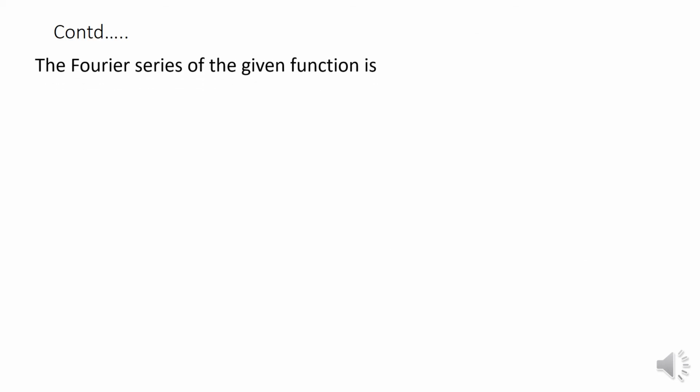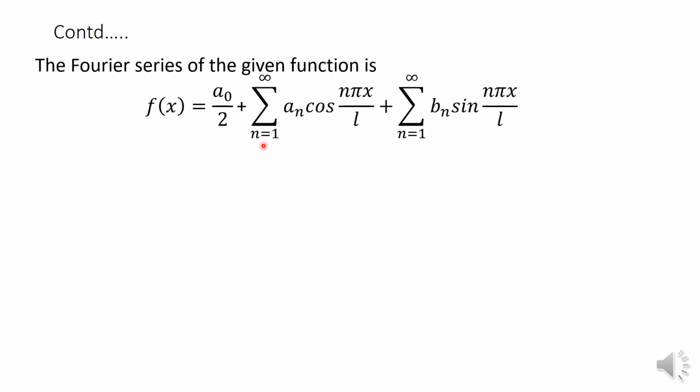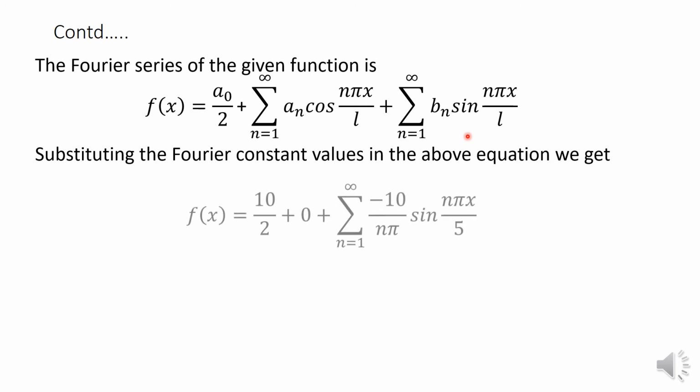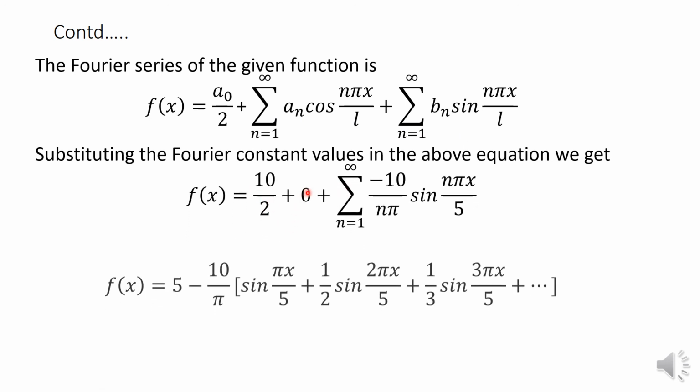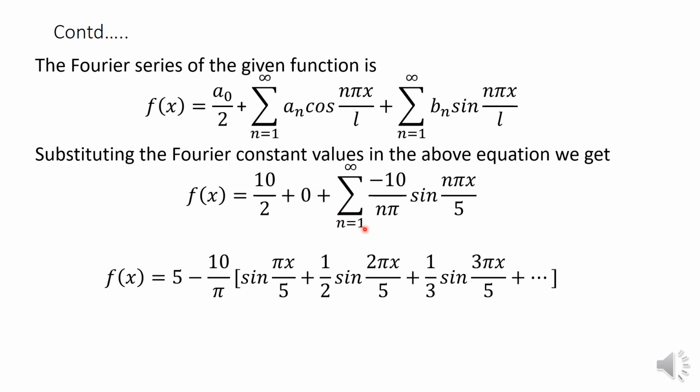Therefore the Fourier series expansion of f of x is given by substituting all the Fourier constants a0, an and bn, so you are going to get this expansion. Go on expanding by putting n is equal to 1, 2, 3, etc. So we get this series. This is the Fourier series expansion of the given function.